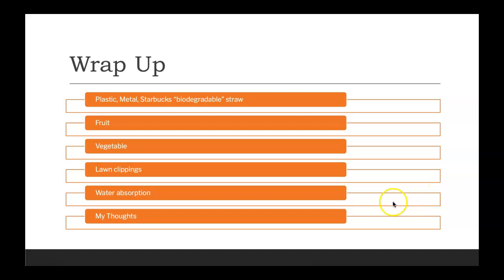The only vegetable I had in the experiment again was the potato slice, and those results were at first surprising to me, but reflecting back on it now, I understand that it would take a much longer time for that to break down completely.